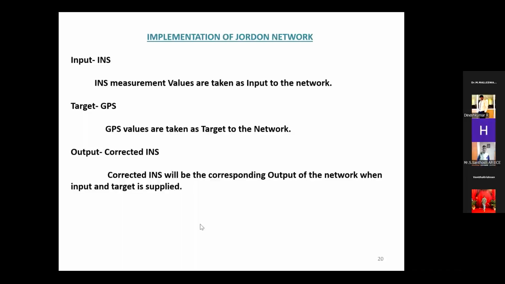Okay. These INS values and GPS values are taken as sample values in the numerical example, and they are going to be fed as the input and the target output. And after the training of your neural network, we are able to get the corresponding output, which will be considered as the trained output of your navigation value for further application in vehicle navigation.